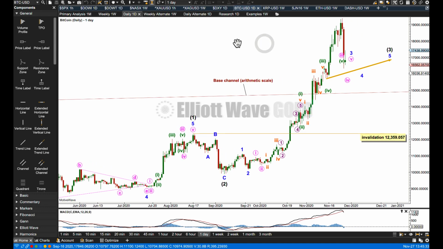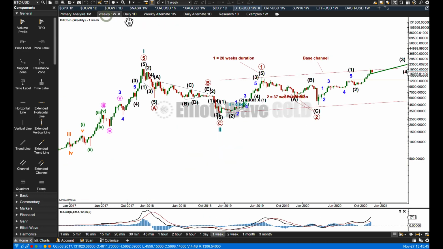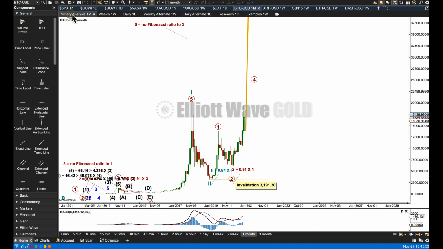When I first open my charts, Motive Wave doesn't always remember what scale I had it on. Here's one of the tips. I do my monthly analysis, my weekly analysis, and my daily analysis. This is all the same wave count, but three different time frames, and I do it in different tabs. And this is the reason why.